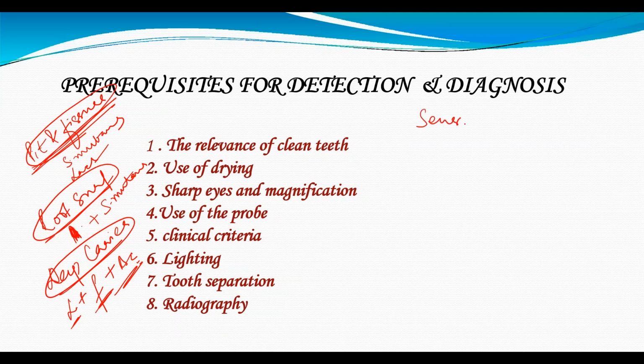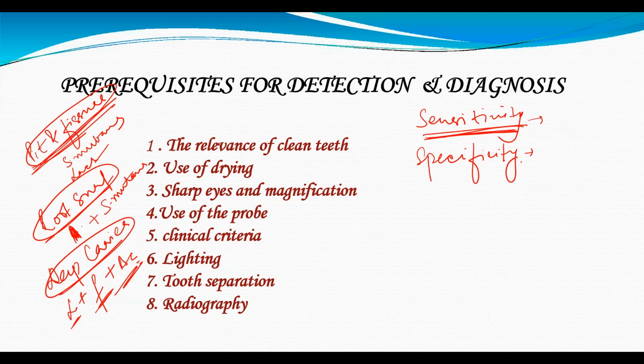What do you mean by sensitivity? When a particular test is able to find out people who are actually having the disease. And specificity: when the test is able to find out people who do not have the disease. Very good.